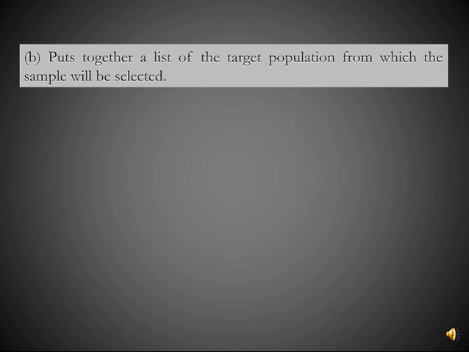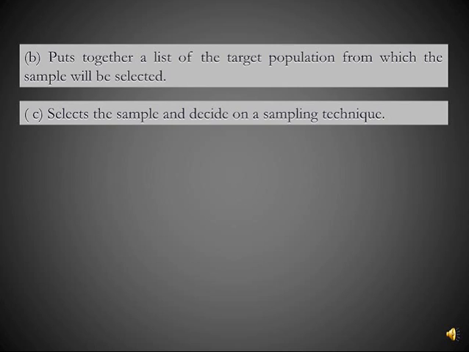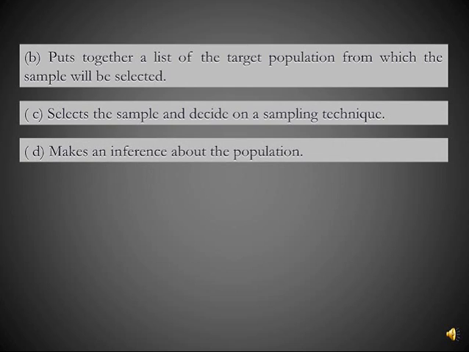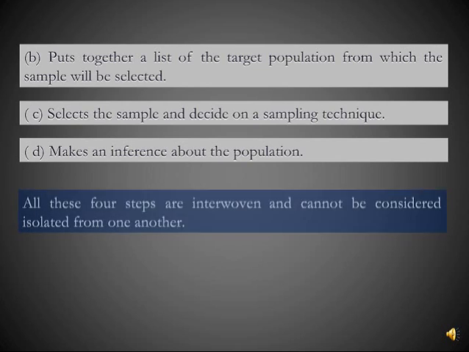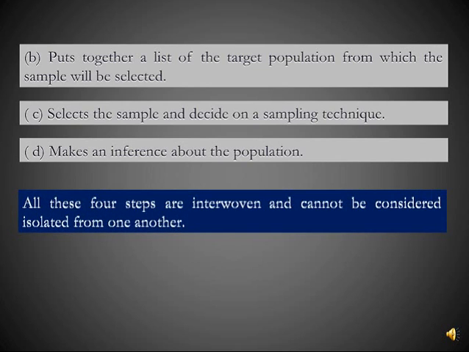Puts together a list of the target population from which the sample will be selected. Selects the sample and decides on a sampling technique. Makes an inference about the population. All these four steps are interwoven and cannot be considered isolated from one another.